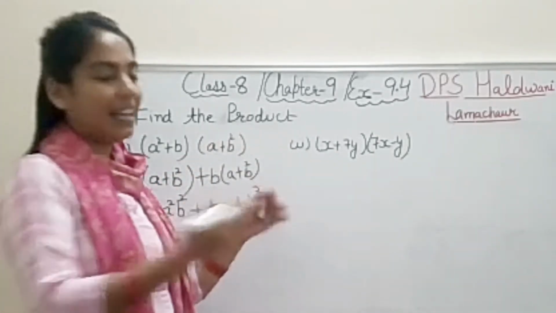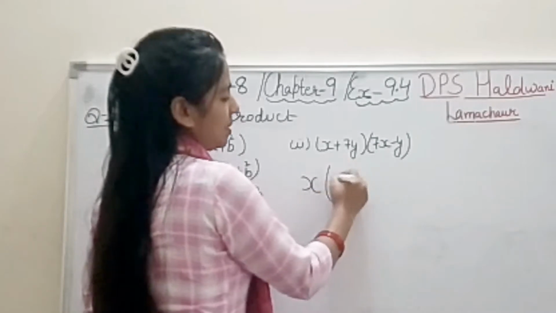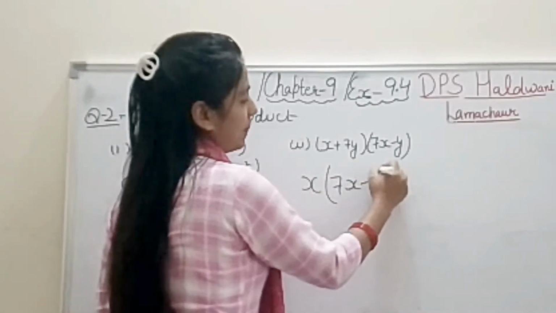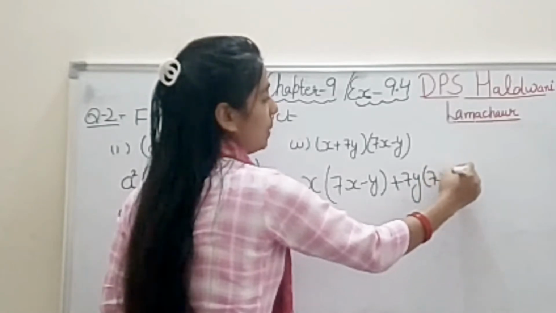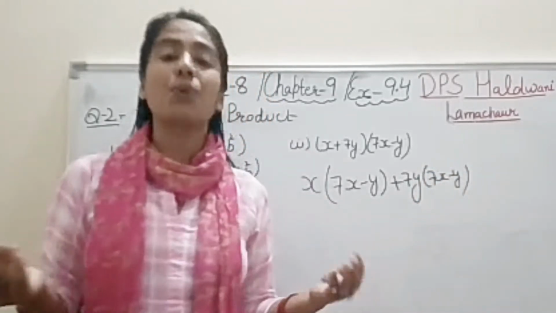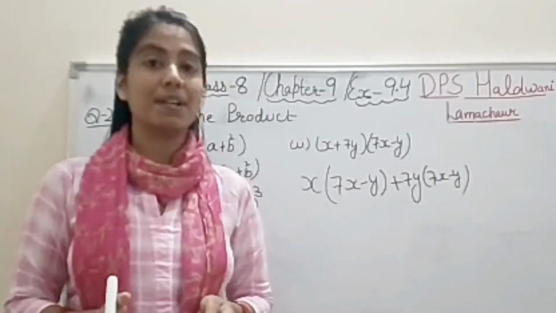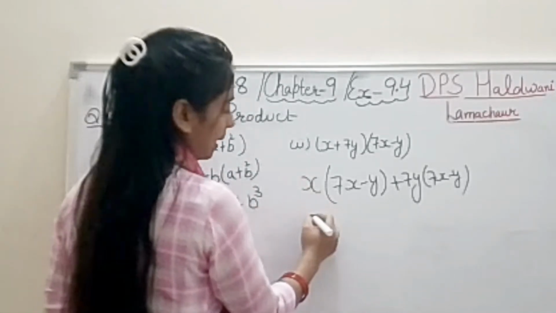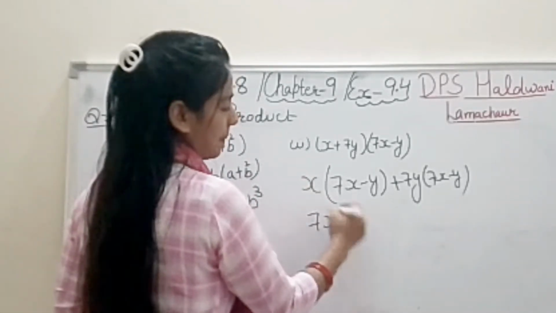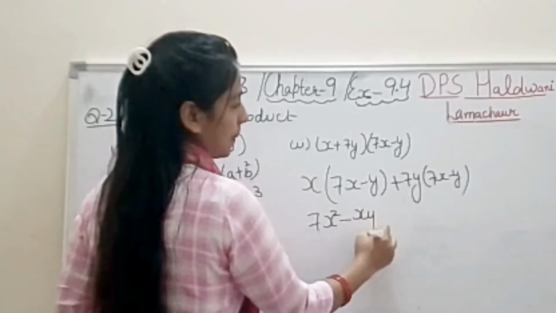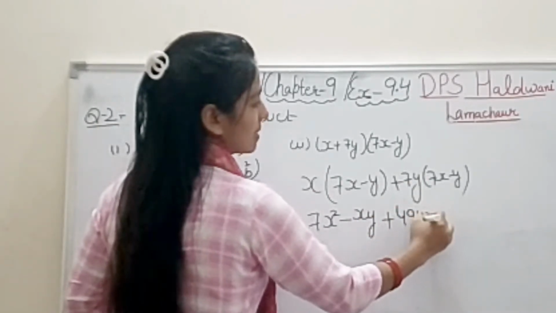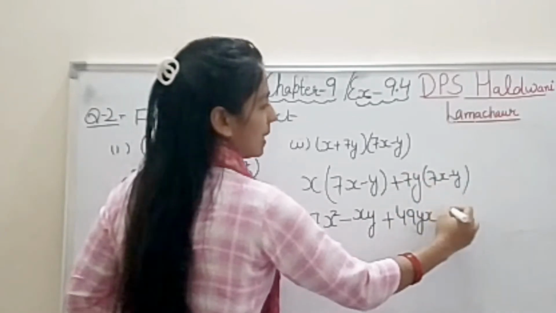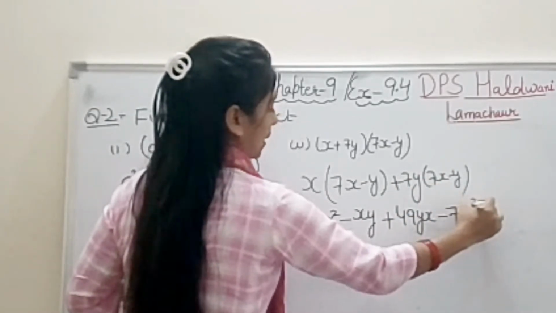Now second part, again the same, x multiplied with 7x minus y. When you practice, student, then you feel how easy it is and how nicely you are solving the equation, but practice is a must. Okay, so now open the bracket. 7x square minus x into y, xy, plus 7 sevens are 49 yx minus 7y square.